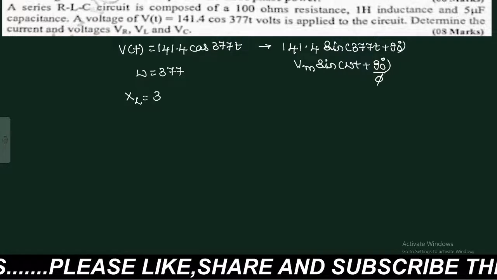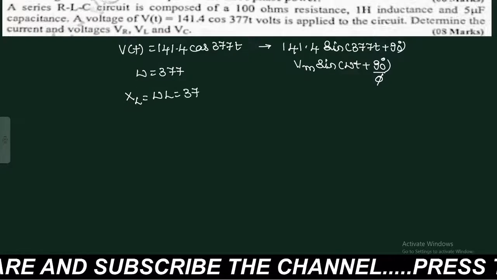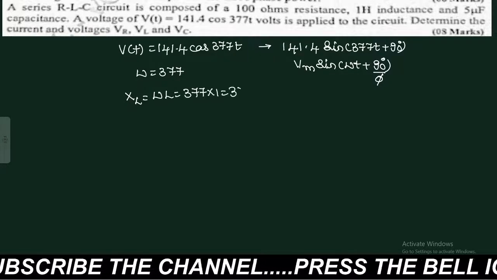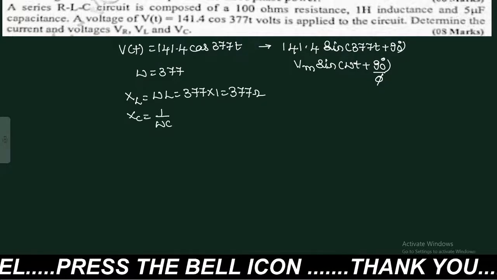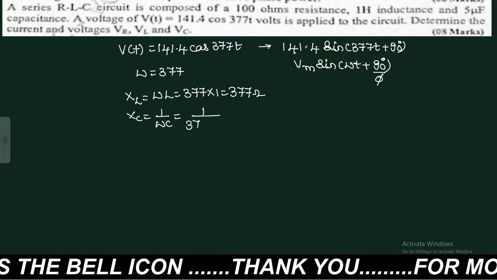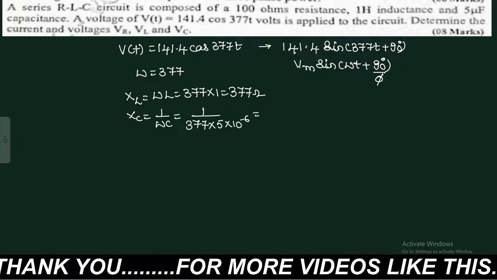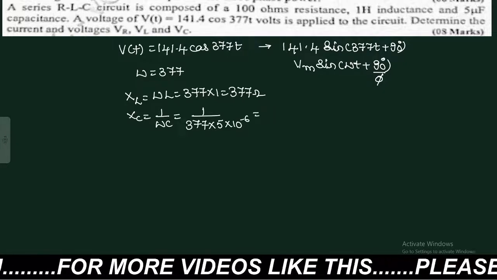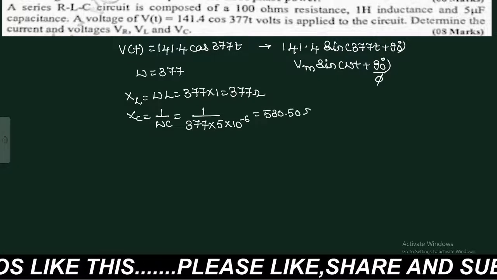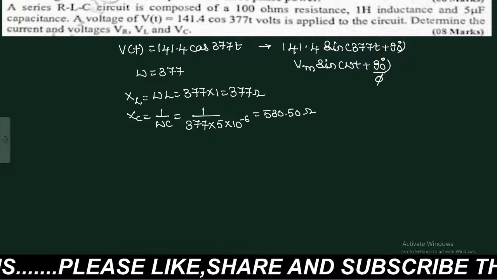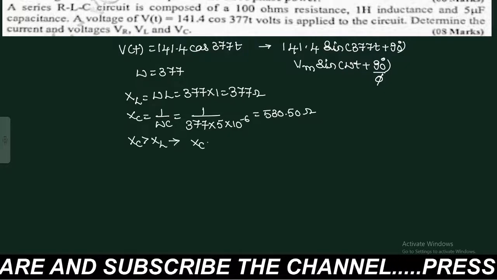XL, you know already the formula, that is omega L, that is 377 into 1, that is 377 ohms. Next, XC value is 1 by omega C, that is 1 by 377 into 5 into 10 to the power of minus 6. The answer you are going to get is 530.50 ohms. So now you have to compare XL and XC. XC is greater than XL here, so it will become XC minus XL.